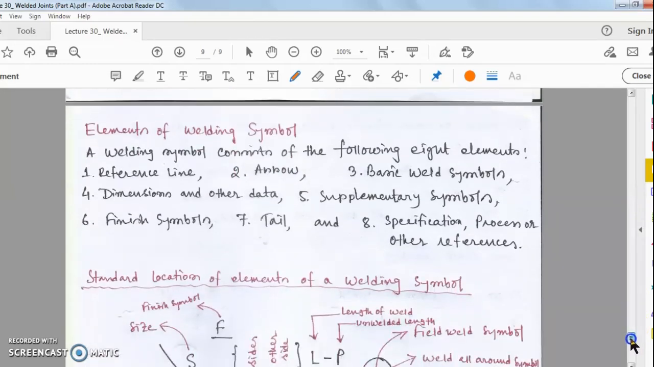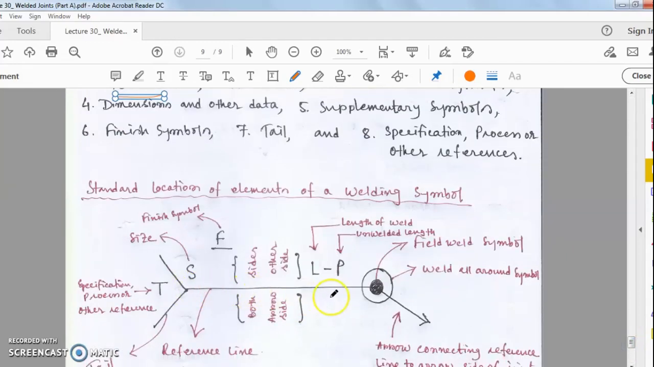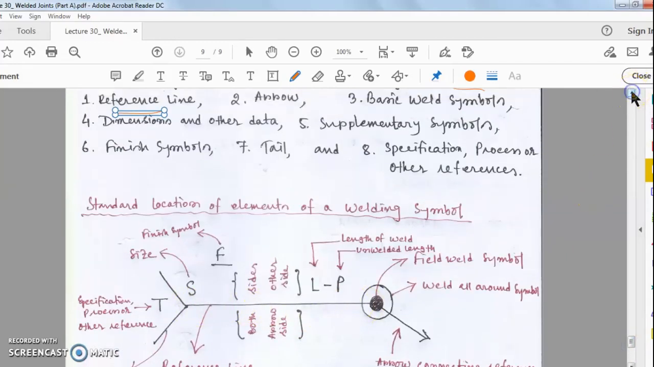Now, elements of the welding symbol. The welding symbol consists of a total of 8 elements. First one is the reference line. Here you see in the drawing, this is called the reference line. Next one is the arrow. Here this is the arrow. Basic weld symbols means how it looks. Here you see the basic weld symbols. Dimensions and other data: here you see this is the dimension, size. Supplementary symbol: here you see this is the supplementary symbol.